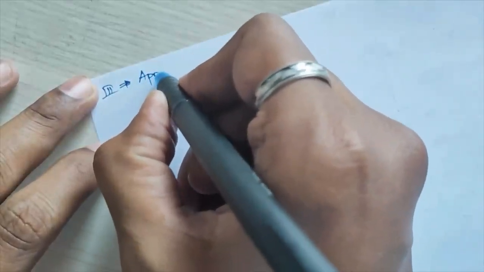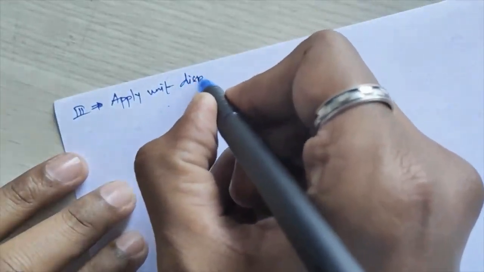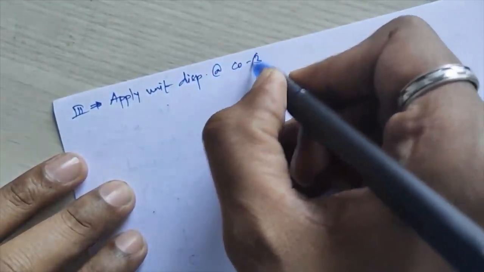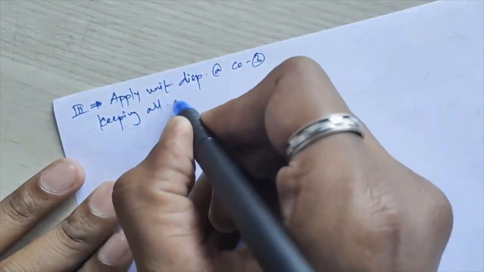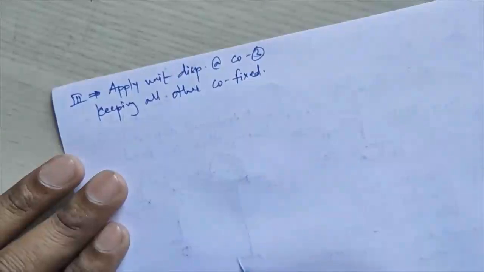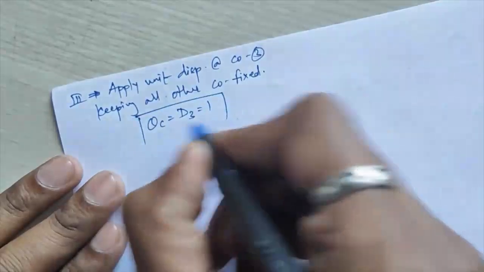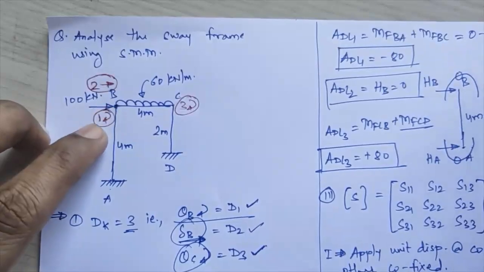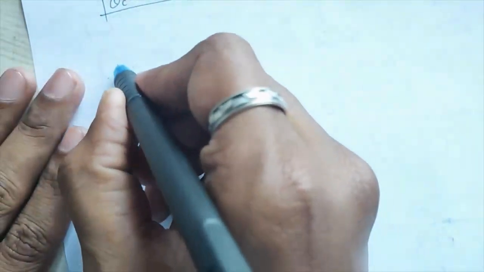We'll apply unit displacement at coordinate 3, keeping all other coordinates fixed. So you have to apply theta C or D3 is equal to 1 now, and you have to fix the joint B completely for rotation and for the translational sway displacement also. So I'll draw the diagram for that.